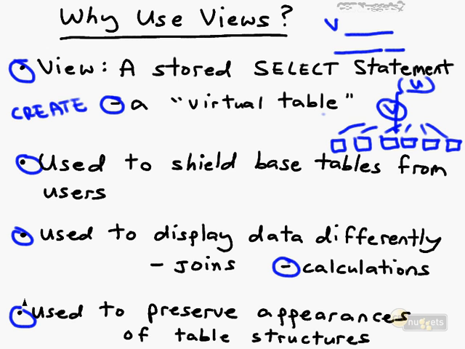Another reason, a third reason why DBAs and DB developers will use views is to preserve appearances of table structures. Over time, the bottom line is you're going to probably make some schema changes to one or more of your base tables. Now that could potentially break a lot of things. If you have stored procedures, called stored routines in MySQL, and triggers and all sorts of other code that references the table and the table columns by a certain name, you don't want all of that stuff to break.